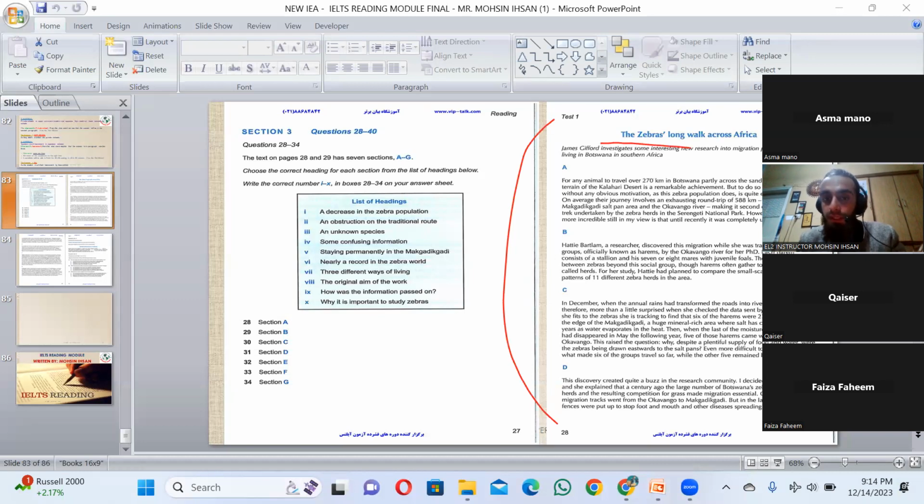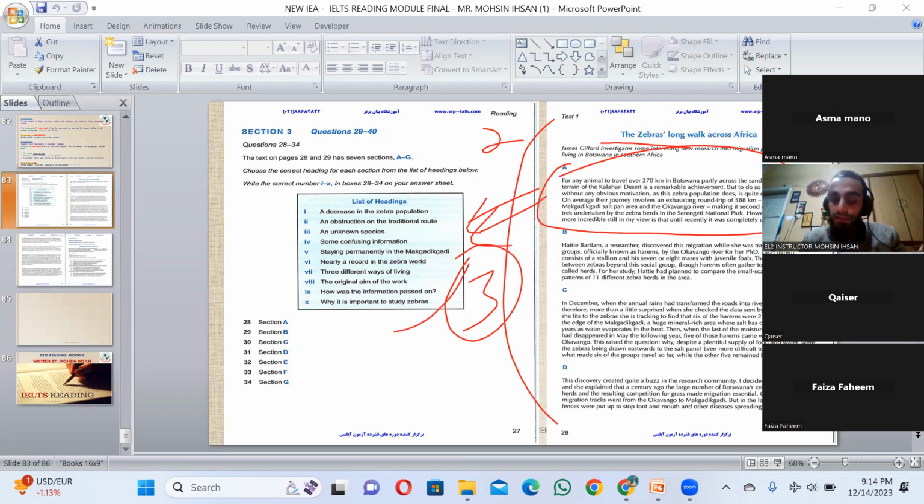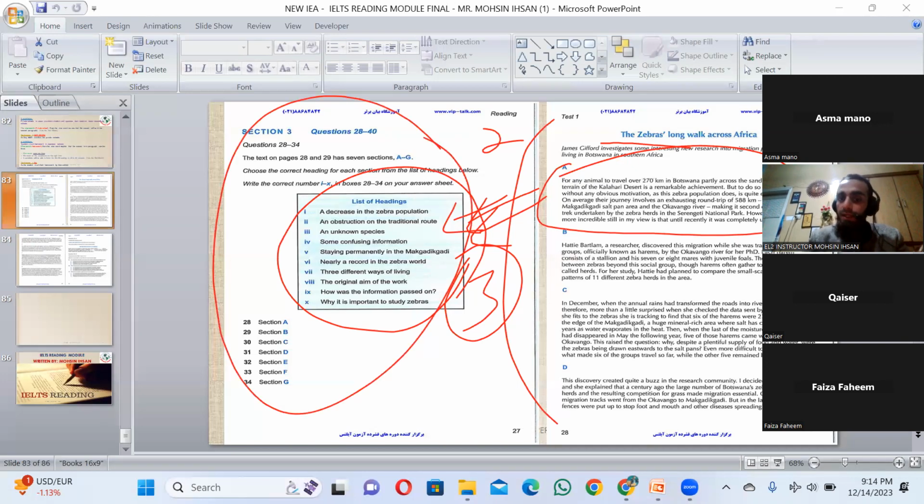So the very first thing, whenever you face it, most of the time you face it in passage number 2 or 3. The very first thing you should do is read the paragraph first, then the heading finding list. You must follow that later on. Another thing, this kind of question should be done at the end of all questions compared to all other questions.